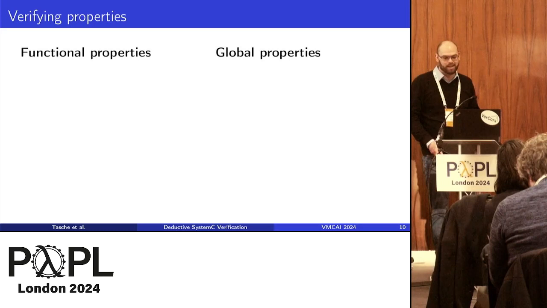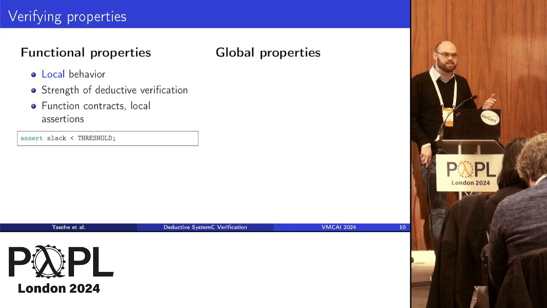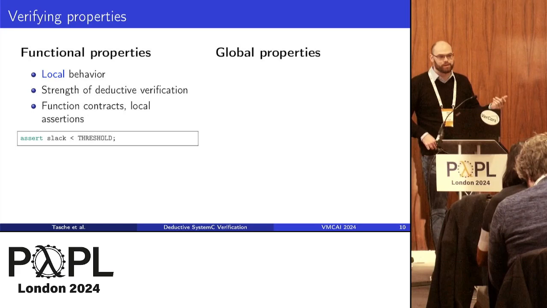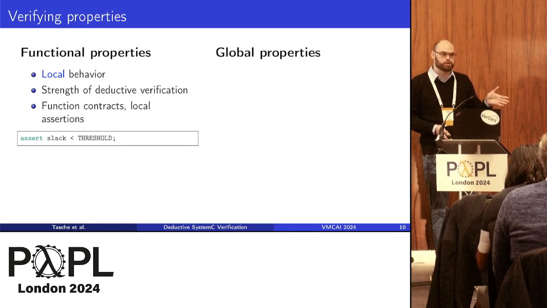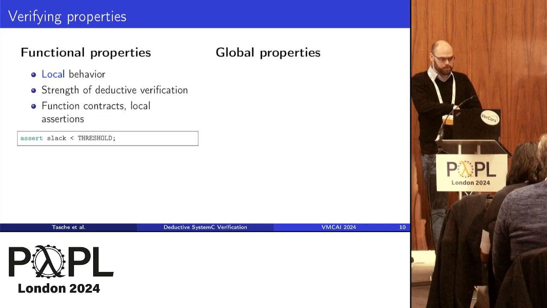Functional properties are those that are very easy to deal with. They're the typical deductive verification properties, a method contract that describes how the output of the method depends on the parameters would be an example of this, or an assertion about a local variable that can be verified just looking at the code of the method alone. Deductive verification is very good at this, and so we have no issues with this.